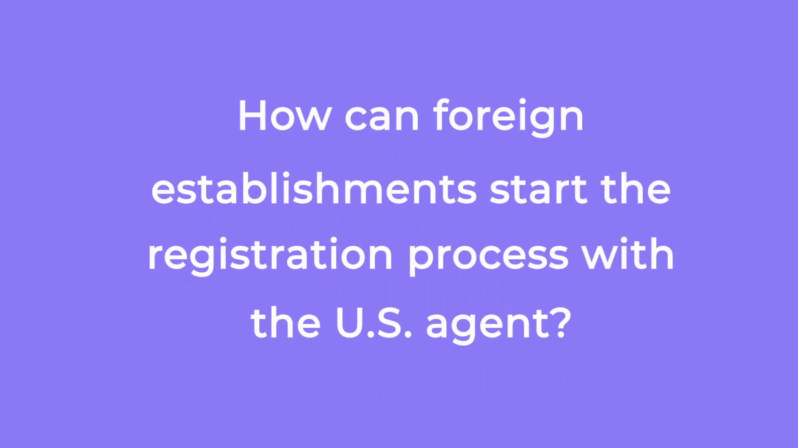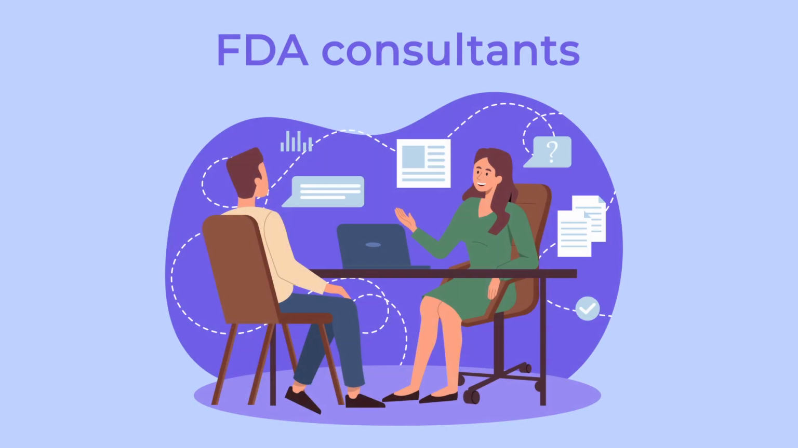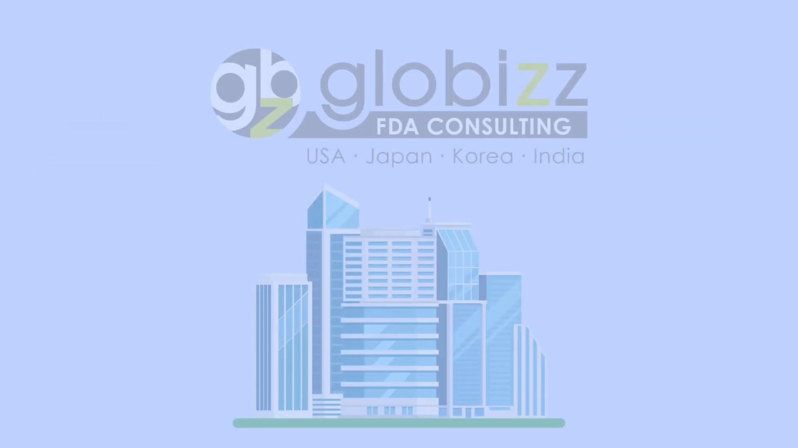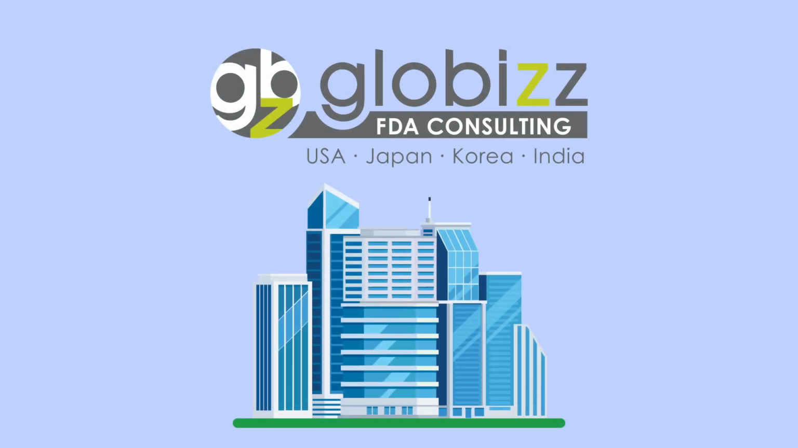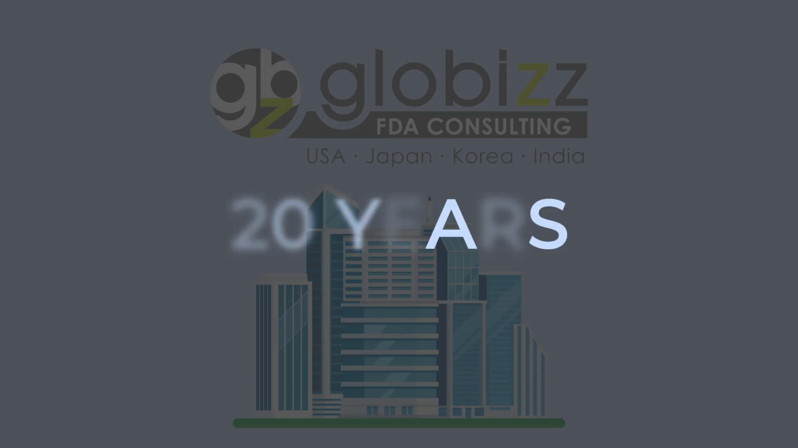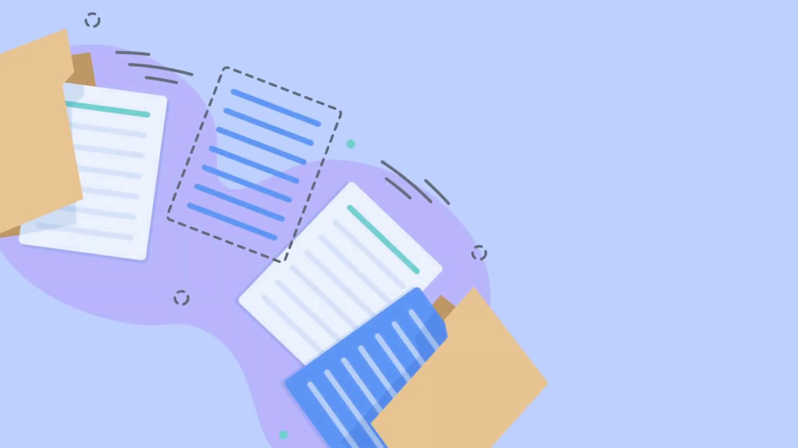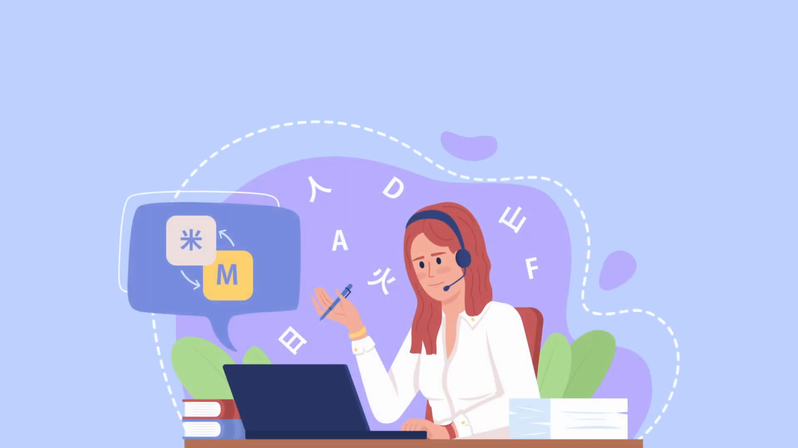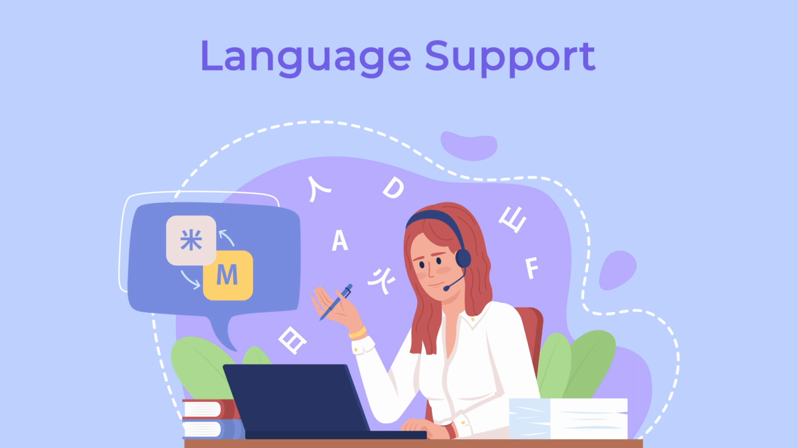How can foreign establishments start the registration process with the U.S. agent? There are FDA consultants who can help foreign establishments complete this process easily and quickly. Globis is an FDA consulting firm located in California and has nearly 20 years of experience in FDA registration. Globis can guide foreign establishments through the registration process and act as a U.S. agent. The multilingual consultants at Globis can also provide language support and help foreign companies register in English easily.